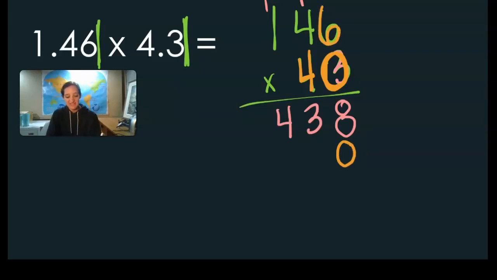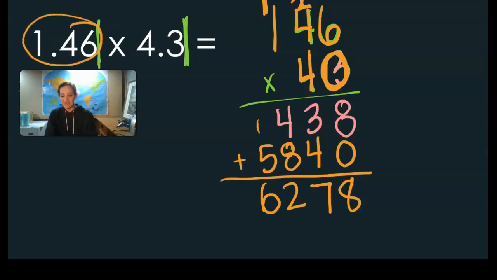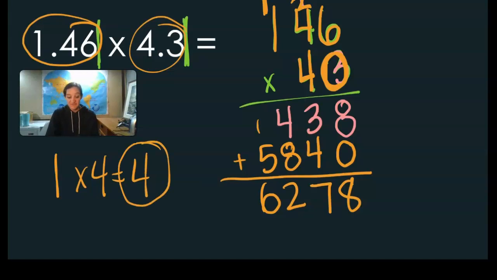4 times 6 is 24. 4 times 4 is 16, 17, 18. 4 times 1 is 4, plus 1 is 5. Add that up, I get 8, 7, 12, and 6. Now, if I were to estimate this, I could round this to 1, round this to 4. 1 times 4 equals 4. So my estimate, my real answer should be something close to 4. So if I were just to circle this and say my answer is 6,278, that would be way wrong.